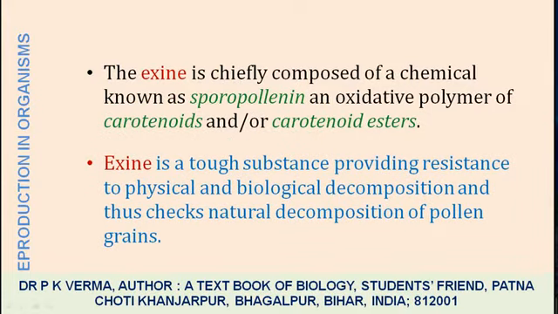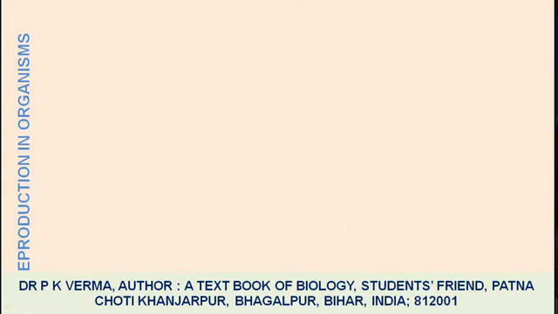The exine is chiefly composed of a chemical known as sporopollenin. This sporopollenin is derived from carotenoid esters or the oxidative polymers of carotenoids. These are pigments. Exine is a tough substance providing resistance to physical and biological decomposition and thus checks the natural decomposition of pollen grains.